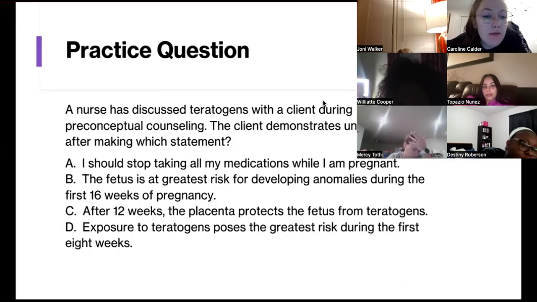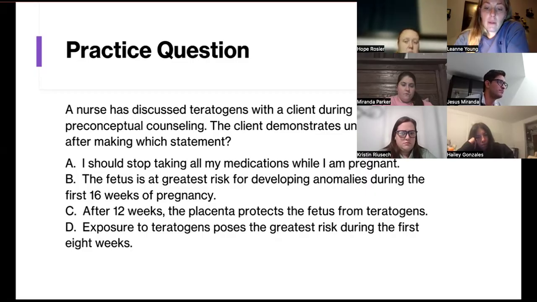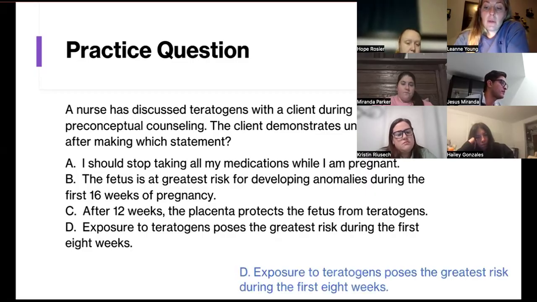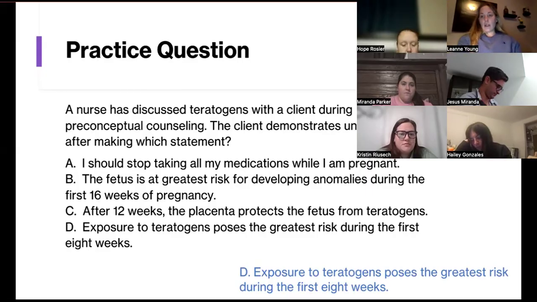A nurse has discussed teratogens with a client during preconceptual counseling. The client demonstrates understanding after making what statement? D, as in dog. Yes, exposure to teratogens poses the greatest risk during the first 8 weeks. That is correct. So she doesn't necessarily need to stop all of her meds. That's a little extreme, especially if the medications that she's taking are safe in pregnancy. We're not going to worry about that too much.